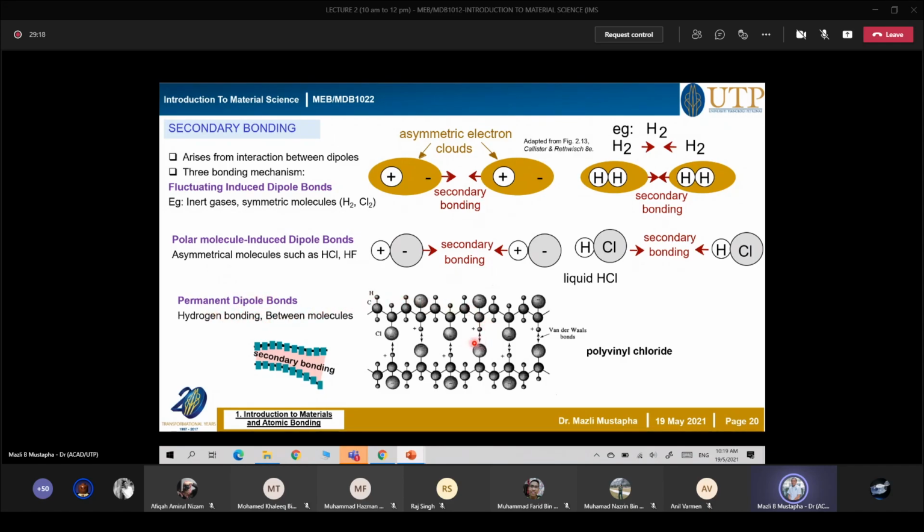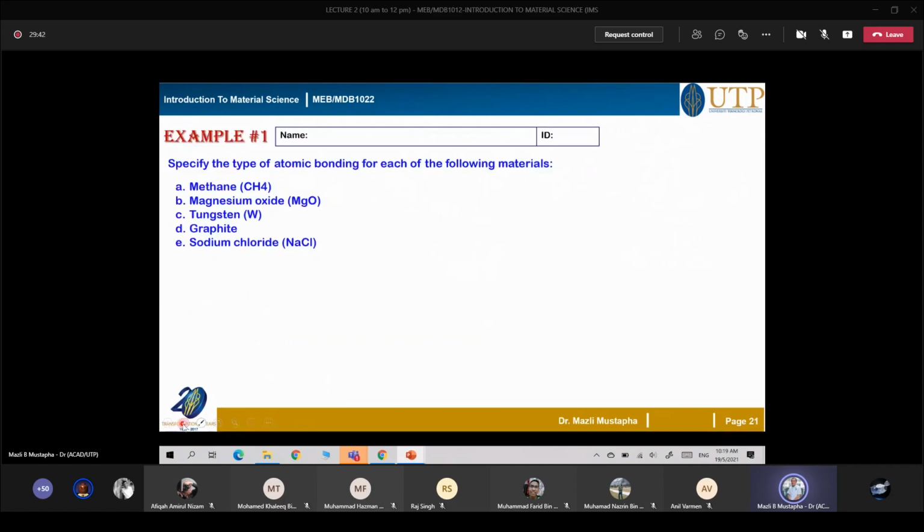This one is the secondary bonding, hydrogen bonding. Let's say we have PVC, which is a polymer, polyvinyl chloride. There are repeating units, but among them there exist van der Waals bonds. I think we have learned this. If you have any problem, just let me know. This is an example, so it becomes clearer. Okay, let's go for it.